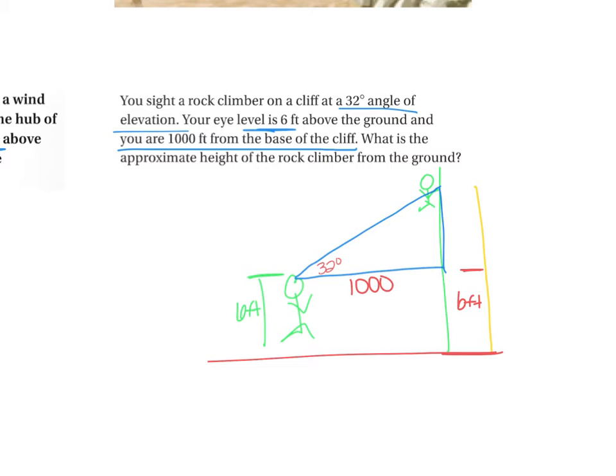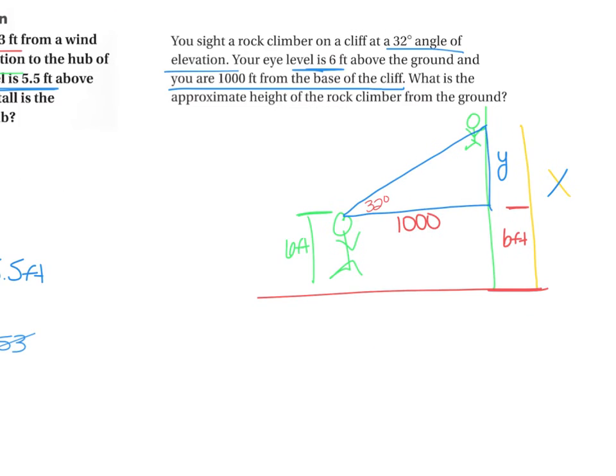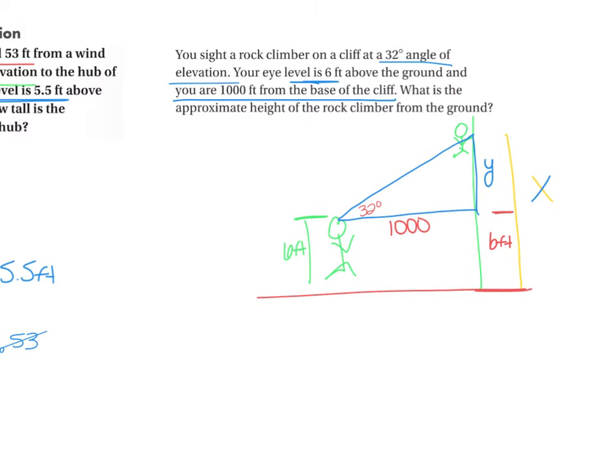All right, and what we're trying to find, our x, is the whole distance in yellow from the mountain climber guy to the ground. Okay, so first we need to figure out what this side is right here, right? We'll call it y. That's that side of that right triangle. So y is opposite of the 32 degree angle, and then 1,000 is adjacent.